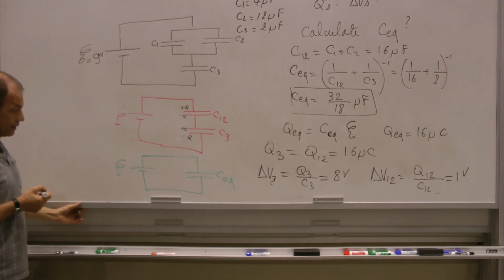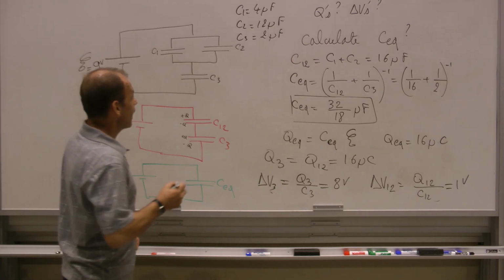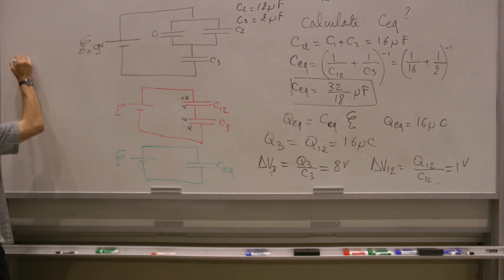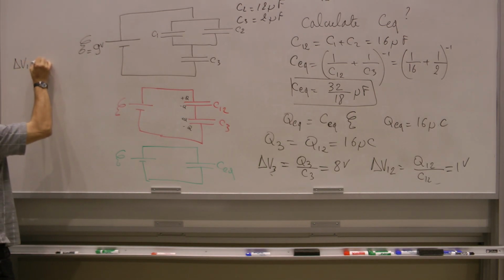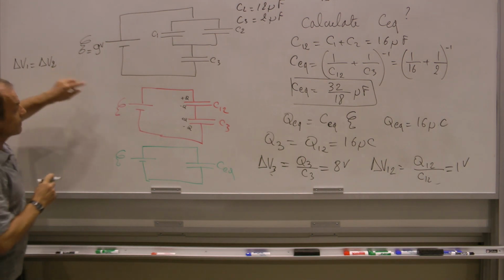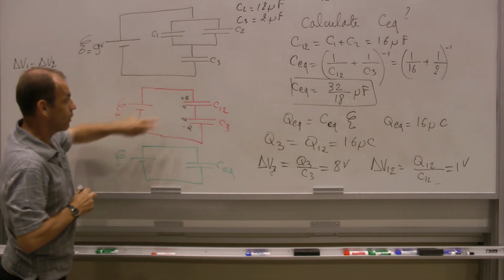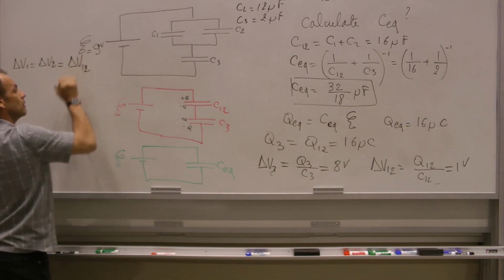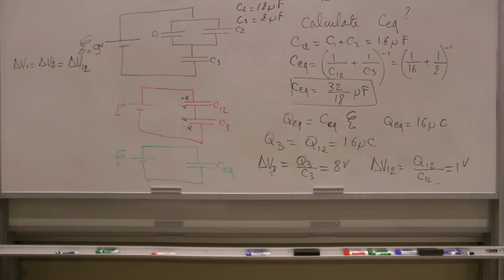Well, that's also fairly straightforward, because if I have 2 capacitors in parallel, I know that I have necessarily delta V1 equals delta V2. And that's such that it's equal to the delta V across the original 1,2 equivalent capacitors.